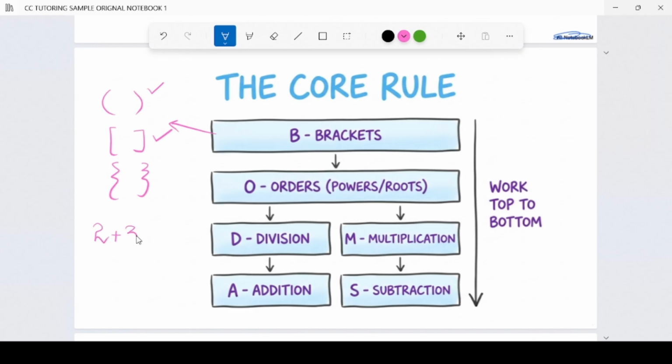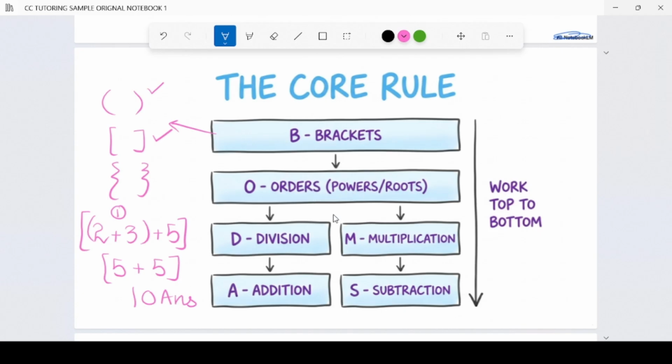2 plus 3 round bracket plus 5 square bracket. I'm not gonna solve this first. First of all, I'm gonna solve this round bracket. 3 plus 2, 5, and then plus 5. 5 plus 5 equals 10. 10 is my answer.